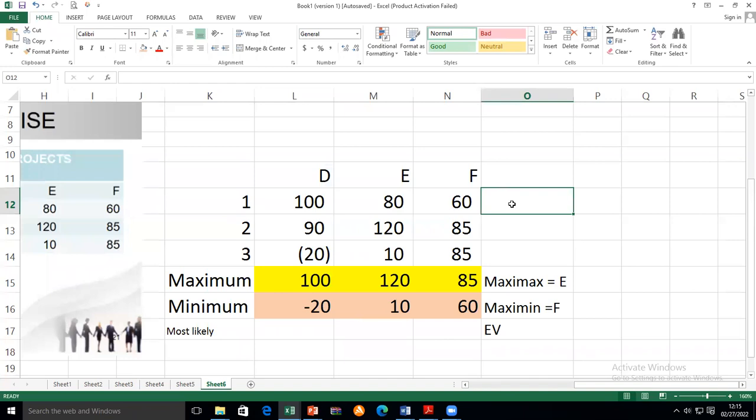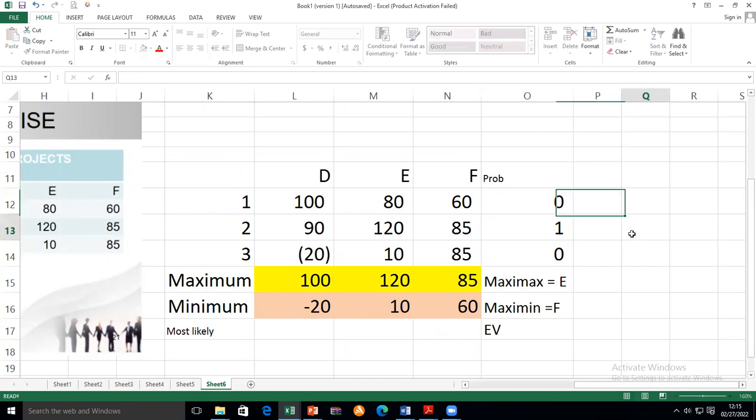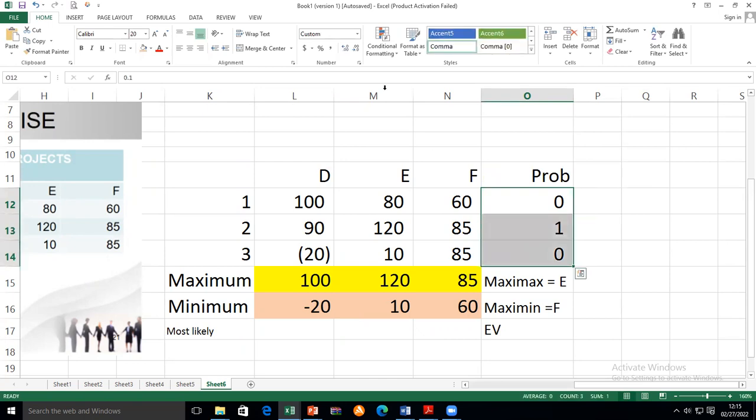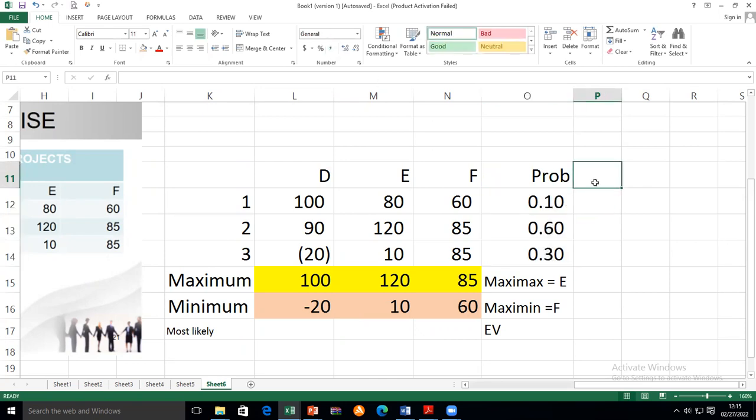So you say point 1, point 6, point 3. These are the probabilities. What are the EVs? We calculate the EVs now for D, for E, and for F. So we take that, multiply by that. Okay. That's what we get.